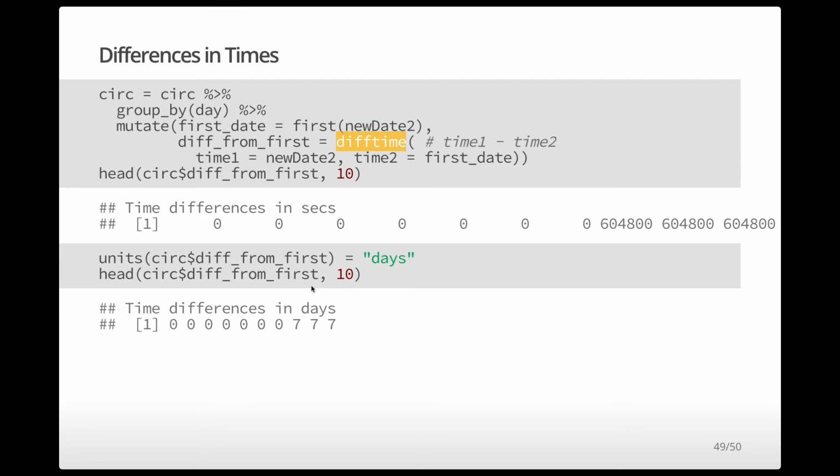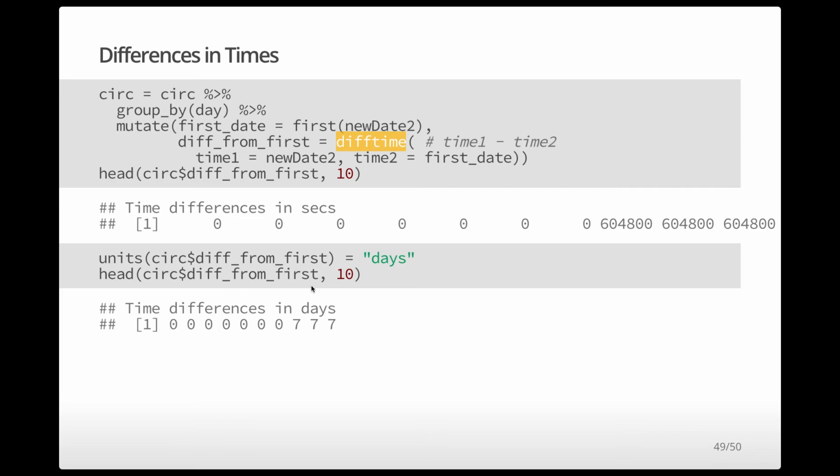So what I did was, I said group by day, so I'm going to perform an operation by the specific day, which I calculated to be Mondays, Tuesdays, Wednesdays, Thursdays. So first date, again, this is the dplyr function, is going to grab the very first date: very first Monday, very first Tuesday, very first Thursday, and so on. Then diff from first creates a new variable which is the diff time from the new date. Again, this is a parsed date, not characters. Time 2 is the first date. Again, remember, it's time 1 minus time 2.